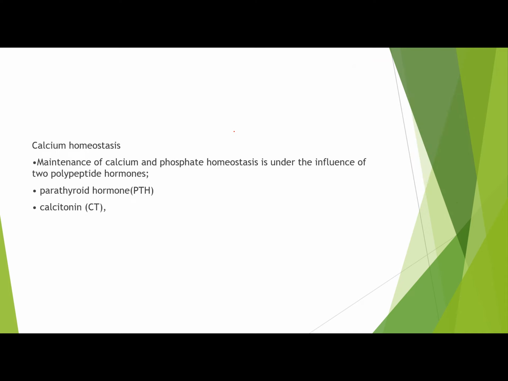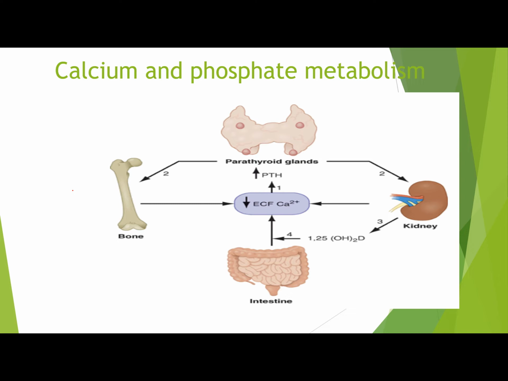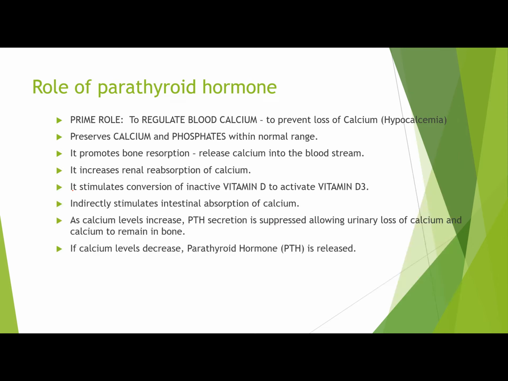Now, responsible for calcium homeostasis, so the balance of calcium levels. It maintains calcium and phosphate under the influence of two polypeptide hormones, PTH and calcitonin. So calcium levels are maintained, class, by these two, PTH and calcitonin. Now, what is the role of your PTH, class? Regulates blood calcium, preventing the loss of calcium, hypocalcemia. Preserves calcium and phosphate within a normal range. Promotes bone resorption, releasing calcium into the bloodstream.